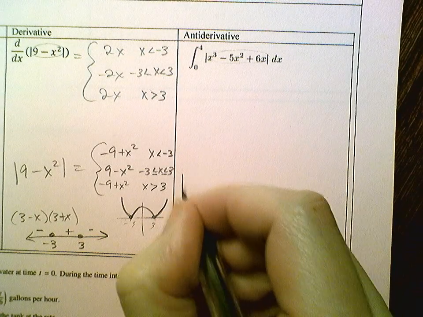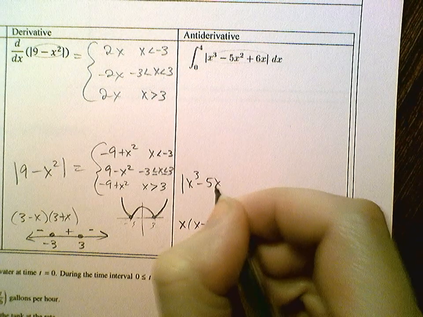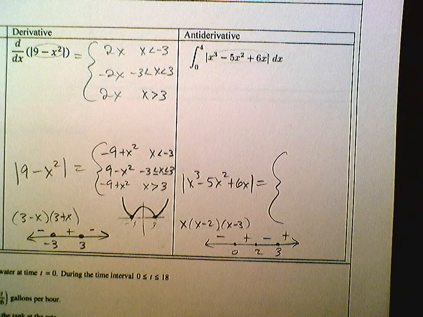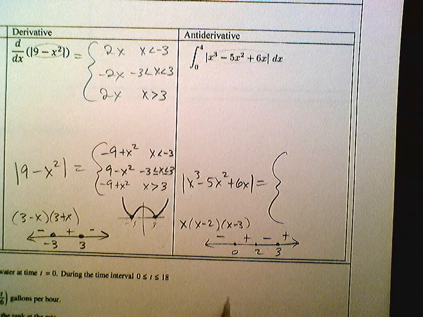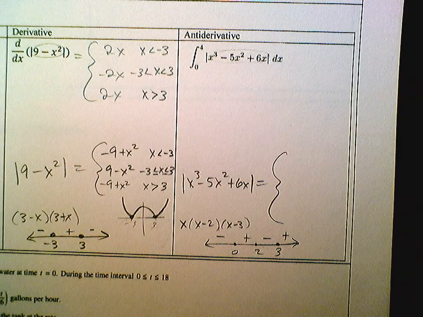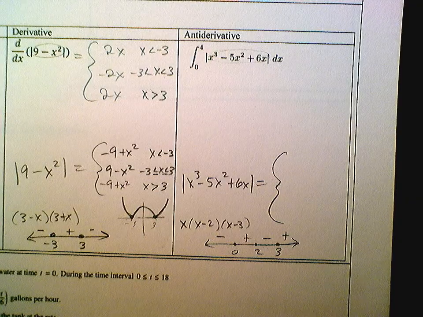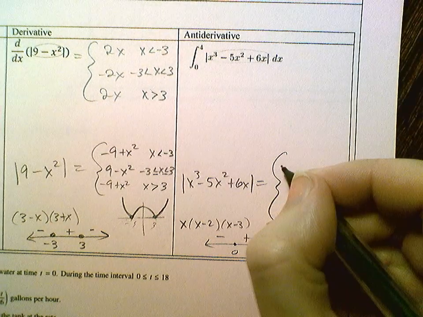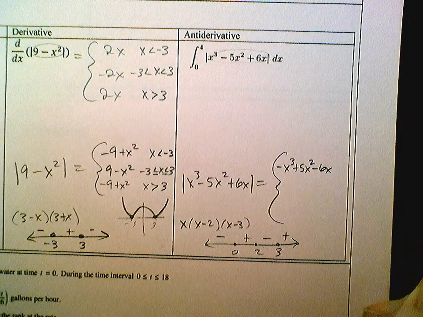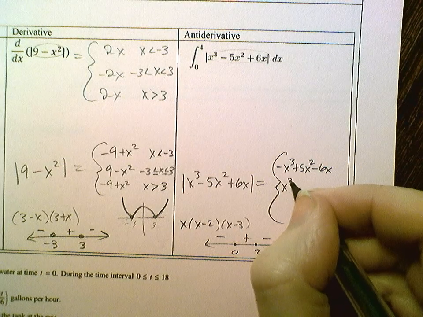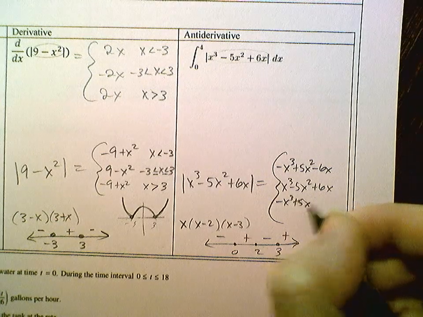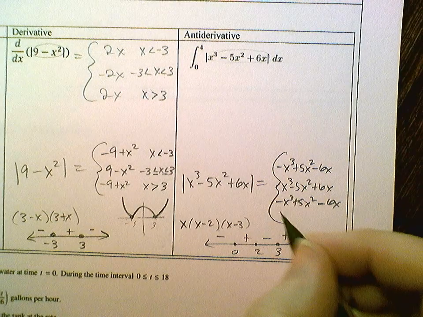So I can take this and separate it into 4 separate pieces. On the negative intervals, I will negate the input. On the positive ones, I will keep it. So it goes negative x to the third plus 5x squared minus 6x. And then I keep it, so x to the third minus 5x squared plus 6x. Then I negate it. And then I keep it.